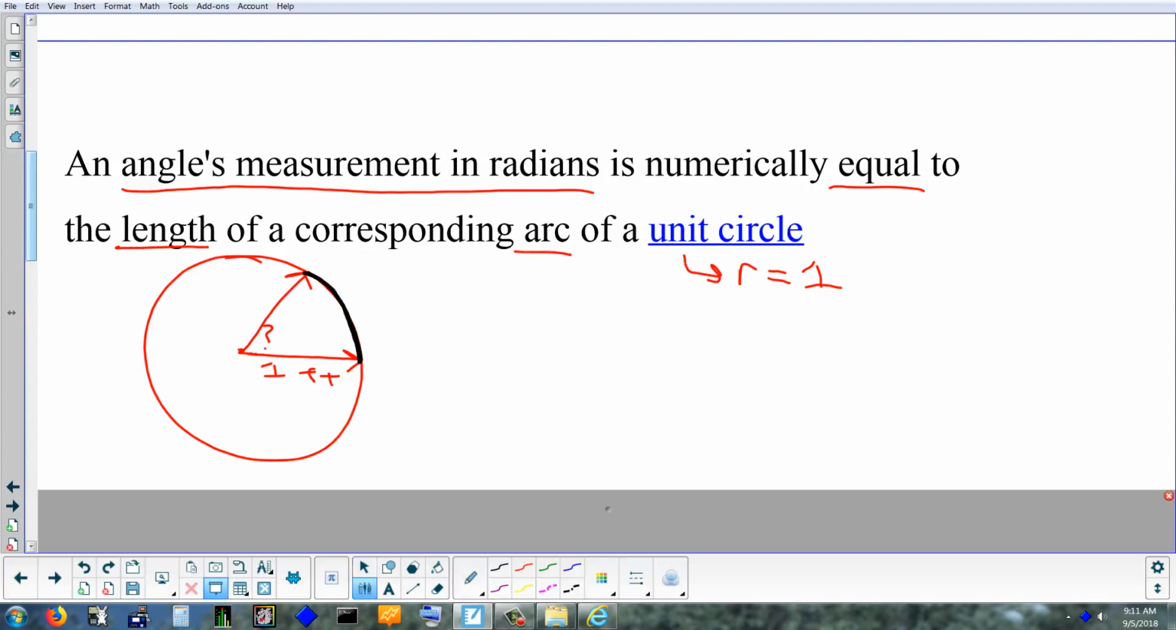let's say it comes out to, I don't know, like 0.75 feet. So that'd be like 9 inches. So 3/4 of a foot, 0.75 feet. If that measures 0.75 feet, then that angle is 0.75 radians. If that measured 1.5 feet, that arc in black, then that angle would be 1.5 radians. So any question on that idea? The length of the arc and the size of the angle are always the same on a unit circle.